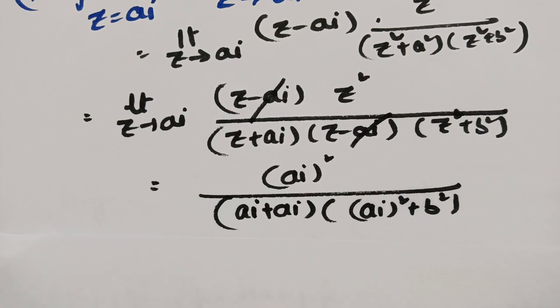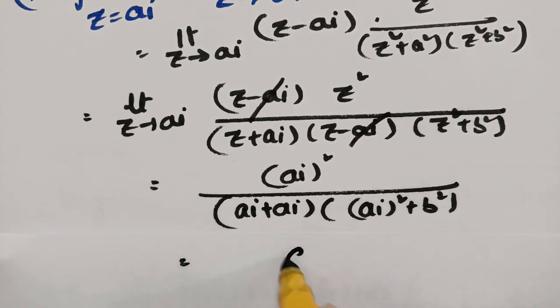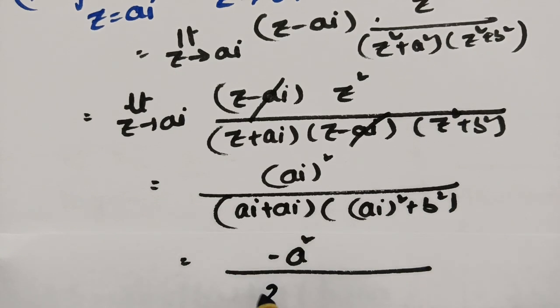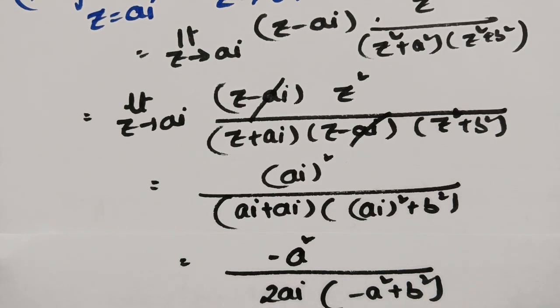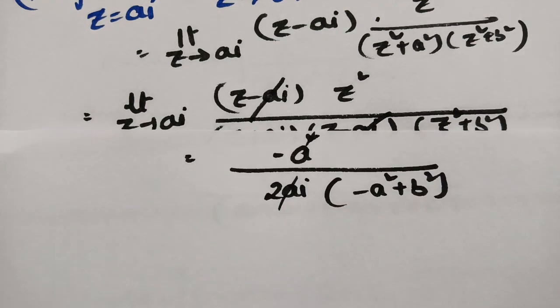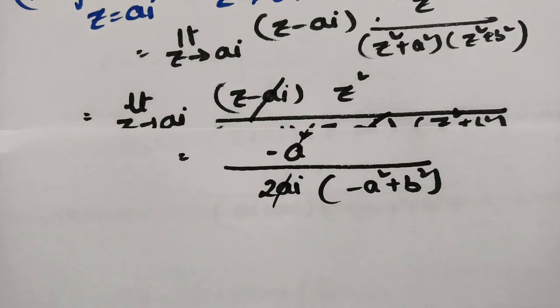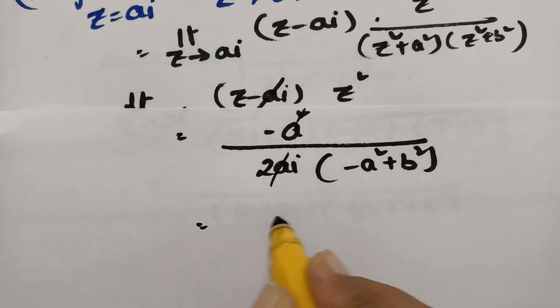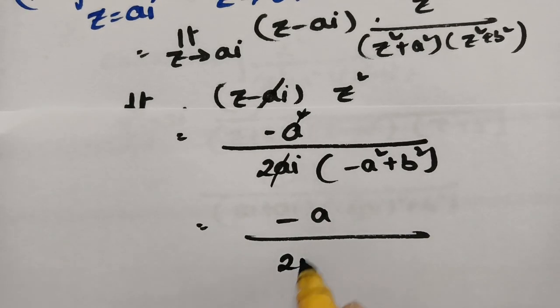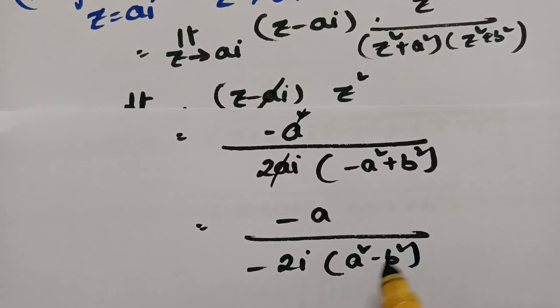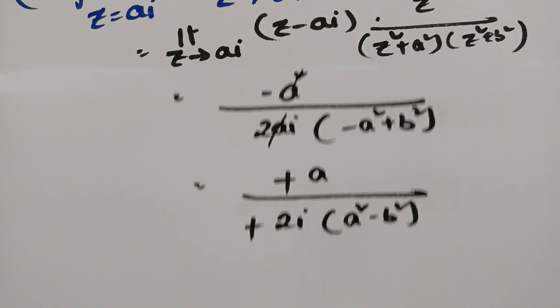So the residue value will be, this is a square, and i square value is minus 1. So this value is 2ai, and again i square is minus 1, so this is minus a square plus b square. I can cancel one a from this. So the residue value is minus a by 2i, and if I take minus common, this will be a square minus b square.